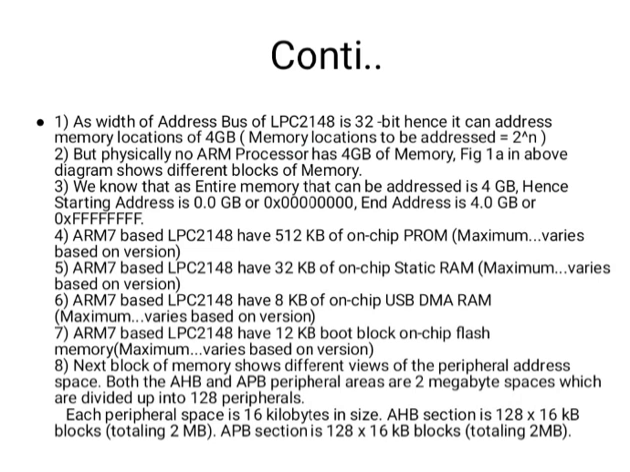The next block of the memory shows different views of the peripheral address space. Both the AHB and APB peripheral areas are 2 MB spaces, which are divided up into 128 peripherals. Each peripheral space is 16 KB in size. The AHB section is 128 by 16 KB blocks, and the APB section is also 128 by 16 KB blocks.